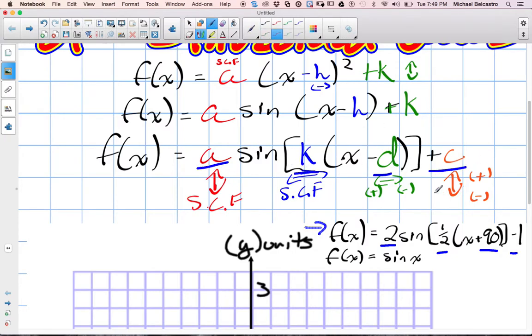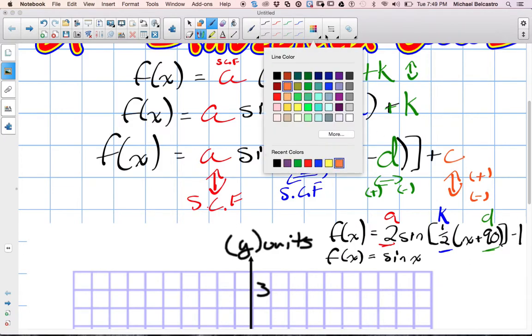As long as they're pretty much written in order, it's obvious that this would be the A. Now this value in here is the K. This value here is the D. And finally, the last value is our C.